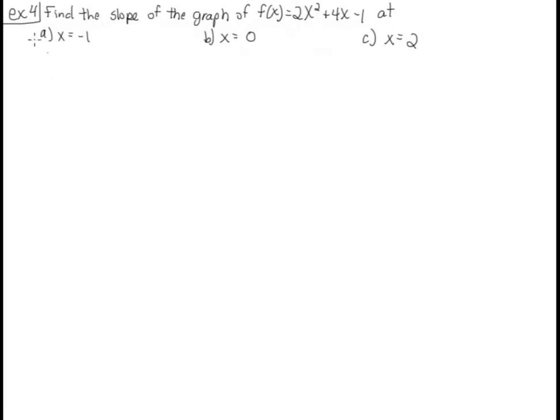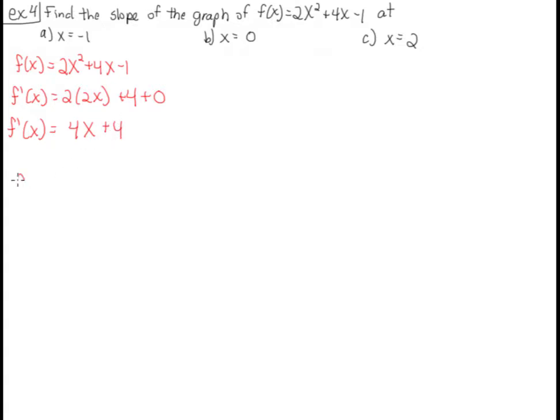All right, let's look at how we can apply this in problems like we've done in the last section. We're going to find the slope of the graph of f of x when f of x is equal to 2x squared plus 4x minus 1 at the given points. So start by finding the derivative of f of x using our rules that we've just gone over. And that gives us f prime of x is equal to 4x plus 4. And now we just simply evaluate.